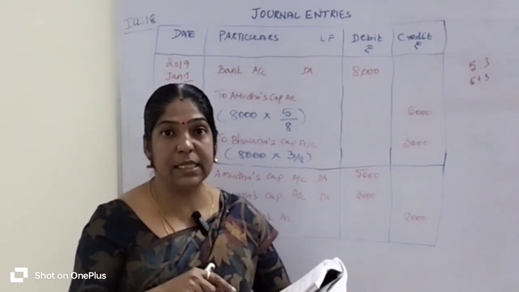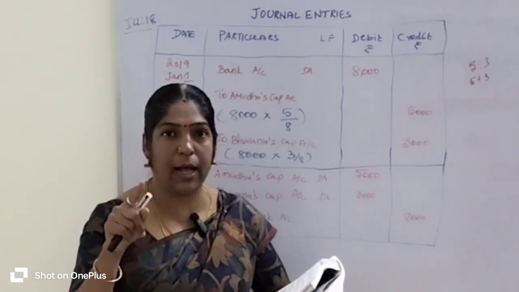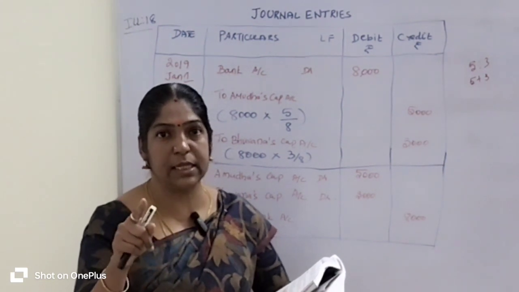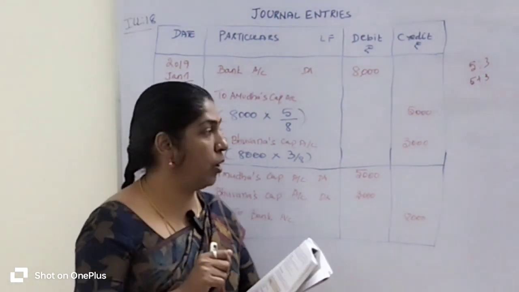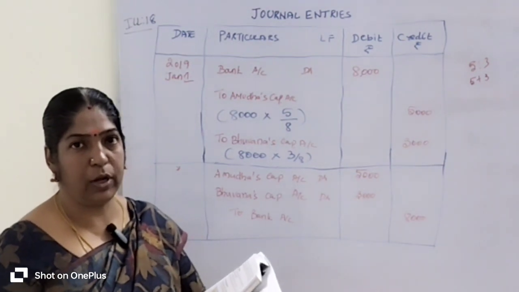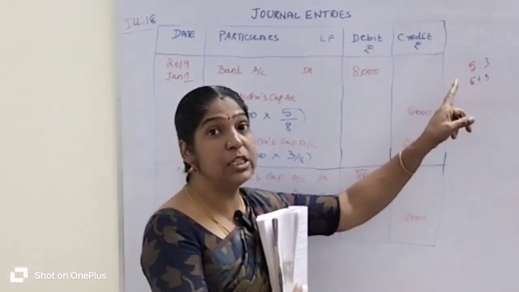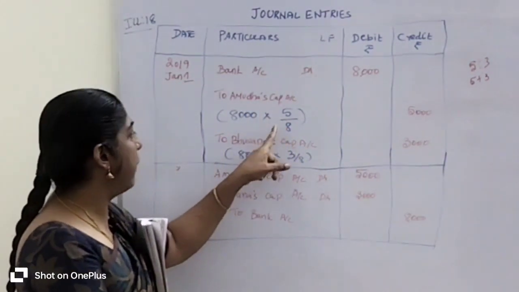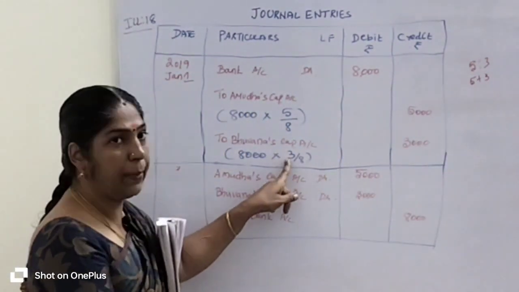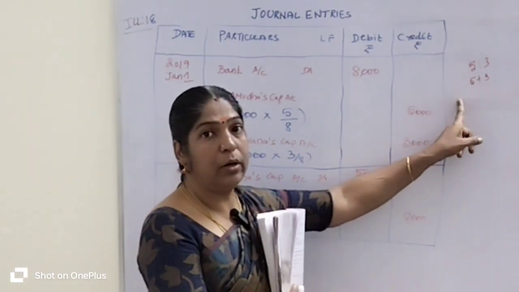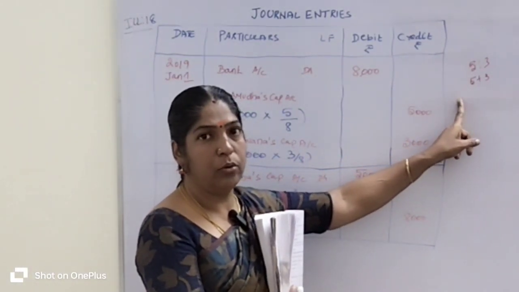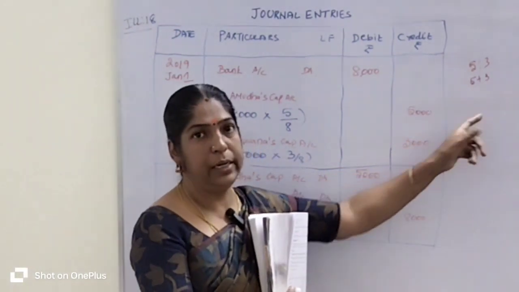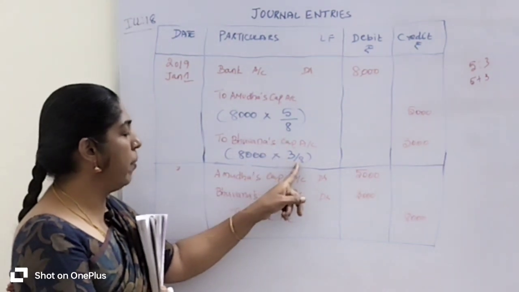So we are going to consider the old profit sharing ratio as the sacrificing ratio. We assume the old profit sharing ratio as the sacrificing ratio. What is the old profit sharing ratio? 5:3. So we assume 5:3 as the sacrificing ratio: 5 for Amuda's capital account and 3 for Bhuvana's capital account. The sum of the ratio goes into the denominator. What is the sum of the ratio? 5 plus 3 is 8.